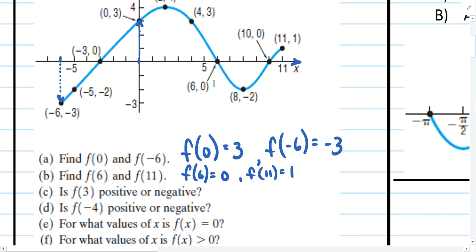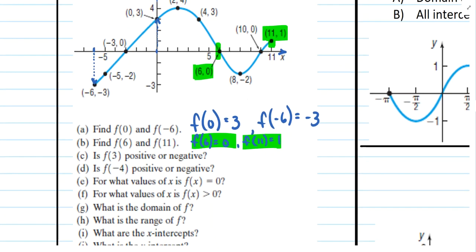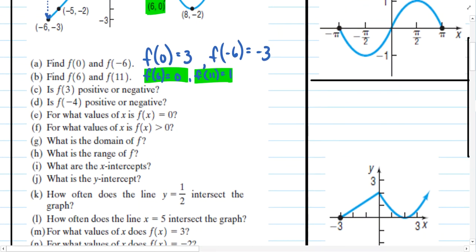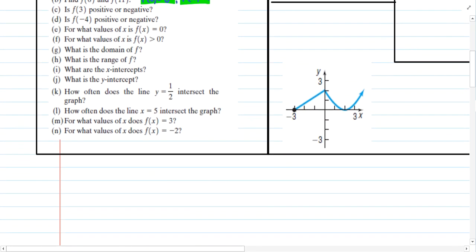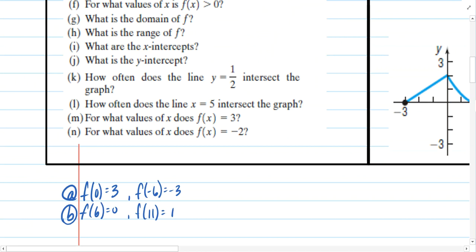And the results are as follows. F of 6 is equal to 0, f of 11 is equal to 1. Now, this particular graph is helpful because the coordinates themselves are provided and it's very easy to interpret. If we were to answer these questions without such a precise graph, we would have to do our best to estimate the solutions. Now I can see that this is going to get kind of tight here with the answers, so I'm actually going to move these below the problem set and start recording them down below here. Okay, I think that looks a little bit better.